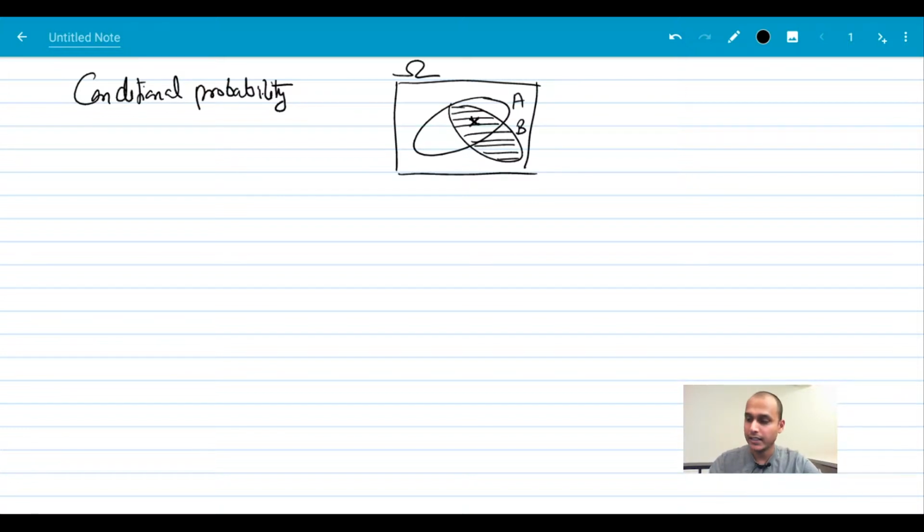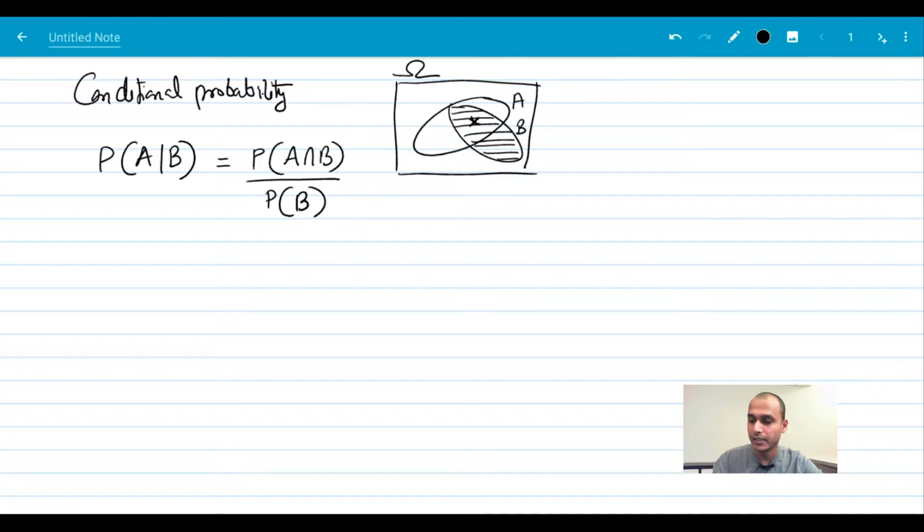So that gives us an intuition about conditional probability, and the notation for this is the probability of A given B has occurred. This is a way to denote conditional probability. It is nothing but the probability of elements in the intersection of these two events, which is A intersection B, divided by the probability of B itself. This is the definition of conditional probability.